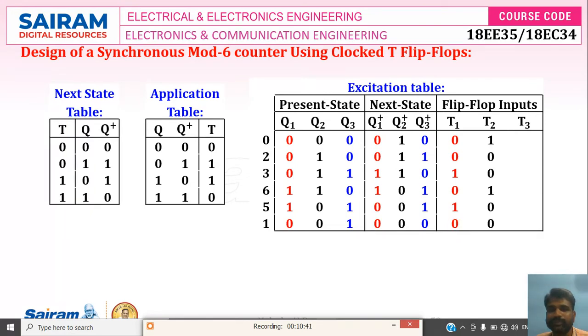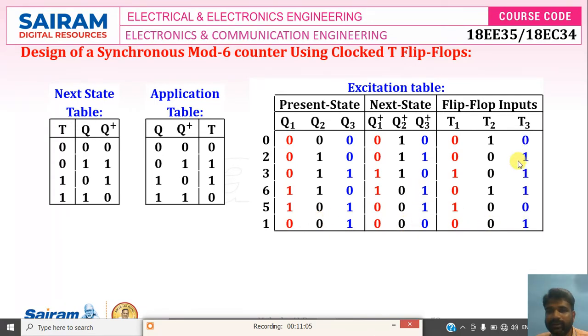Similarly, T2. See, 0 to 1 transition, so different, 1. 1 to 1 transition, same, so 0. 1 to 1 transition, same, so 0. 1 to 0, different transition, 1. So 0 to 0, same transition, 0. 0 to 0, same transition, 0.